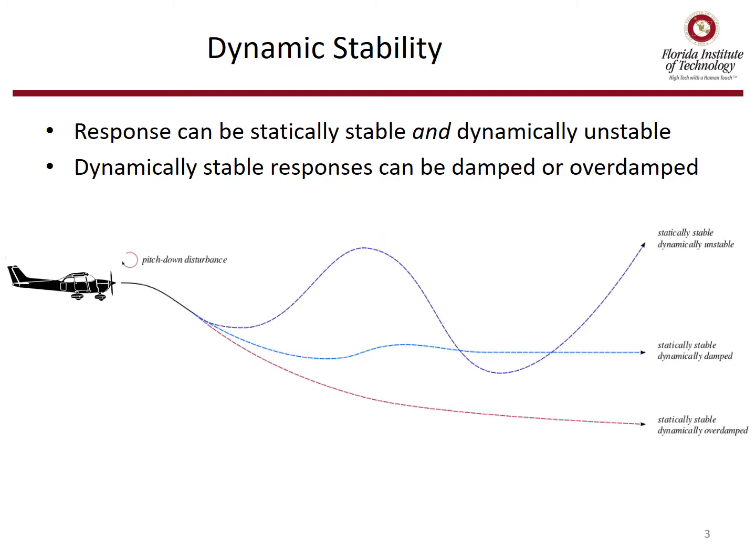Let's say we look at an aircraft that was in level flight and then had a pitch down disturbance. The three responses here are all statically stable in that they initially are trying to pull the nose up to level flight. But we see we can have, over time, different responses. The darker blue response is dynamically unstable, again growing further and further from trim condition with each oscillation. The light blue response is dynamically damped but still has oscillation. And the red response at the bottom is dynamically overdamped with no oscillation.